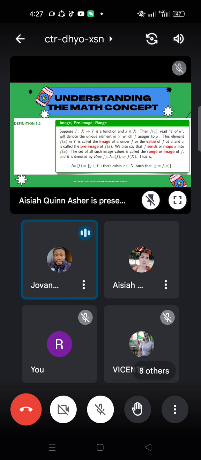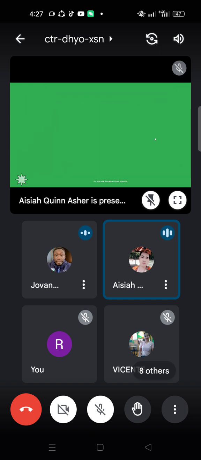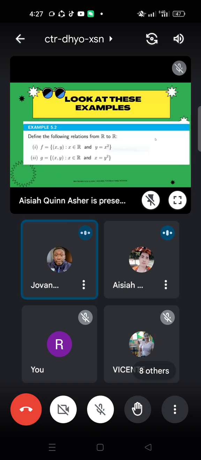Okay, continue. So let's have an example, sir. Example 5.2, define the following relations from R to R. Is this real numbers or R to R only? F is a function from R to R. Okay, sir. So I have two examples here.